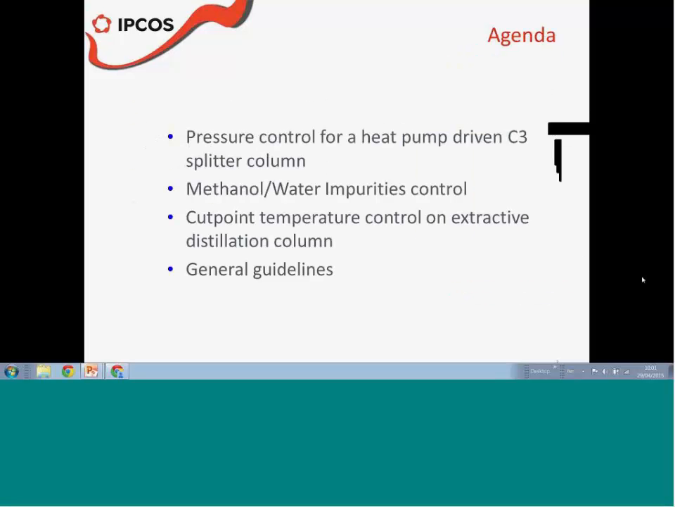The following is the agenda to follow on this webinar. First of all, we're going to talk about the pressure control for a heat pump driven C3 splitter column. Then we're going to talk about a methanol water column on which the impurities are a difficult thing to handle. To finalize with cut point temperature control on an extractive distillation column. To finalize the slides, we're going to give some general guidelines on what is important to keep into account at all times when designing or redesigning base layer control strategies.